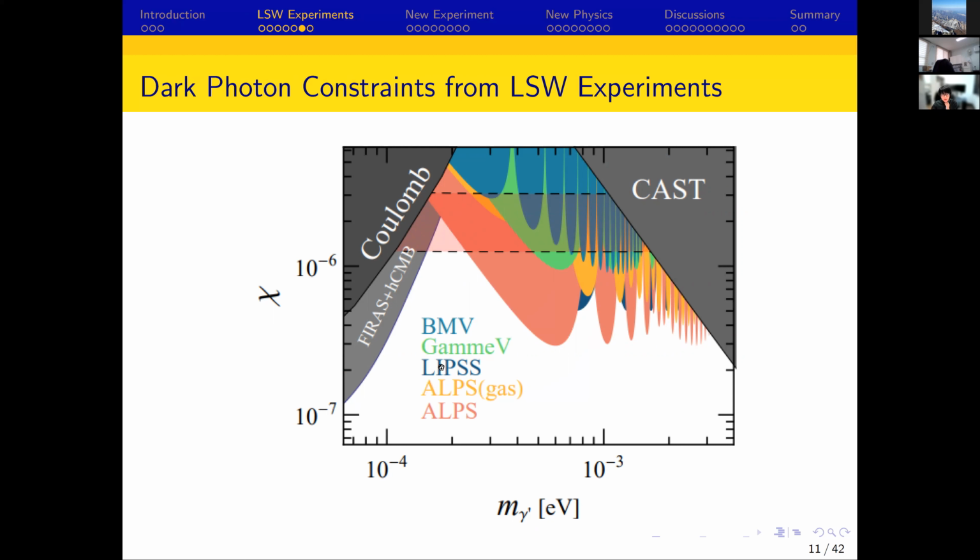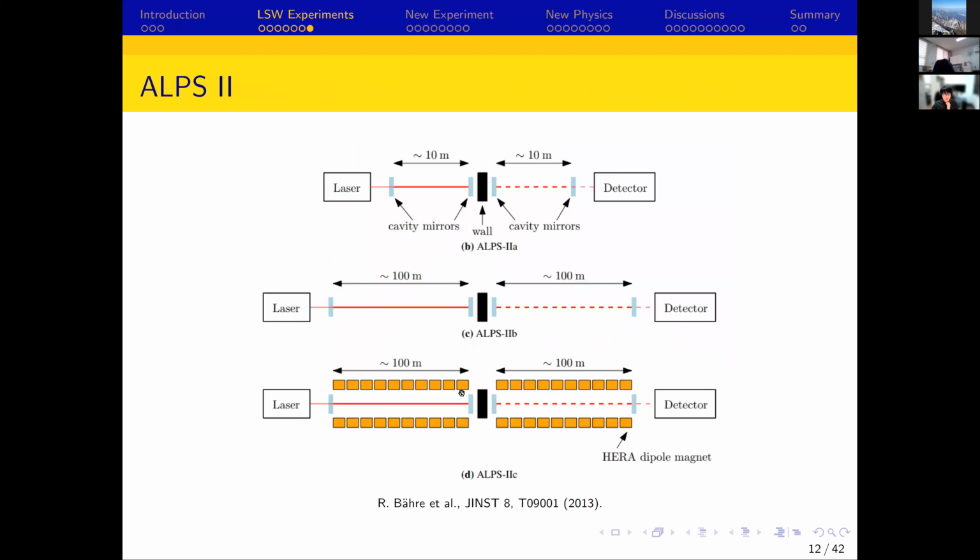Okay. And I want to show a picture describing ALPS II. It is a new version of ALPS and it is under construction. And you can see that in its final stage, ALPS II has a very huge size.